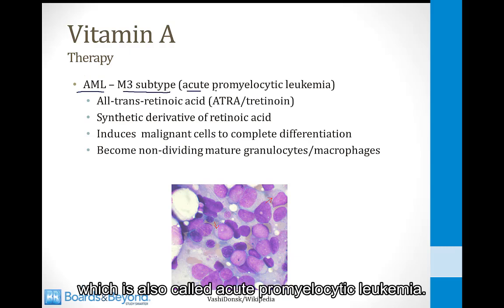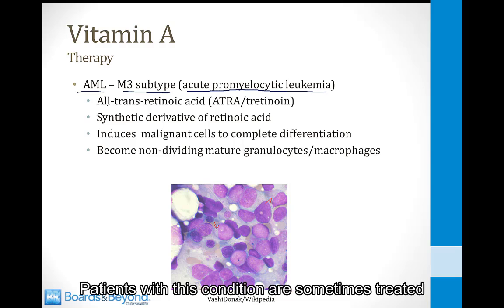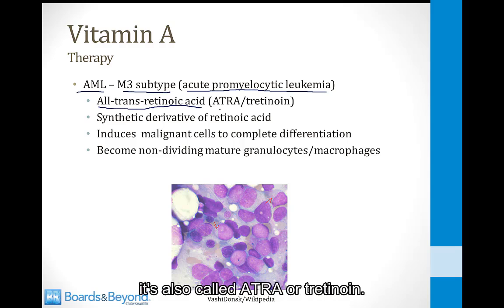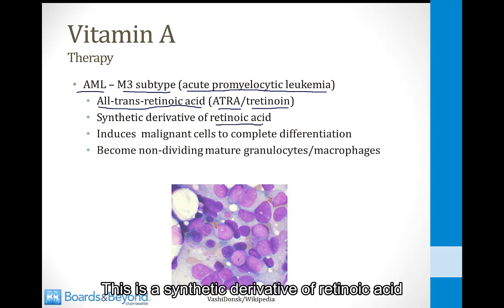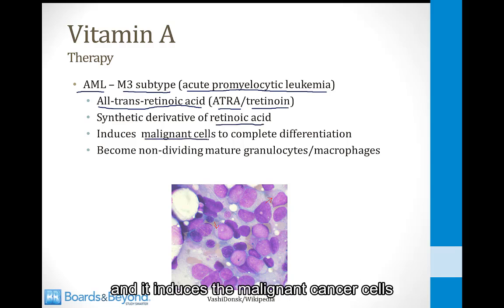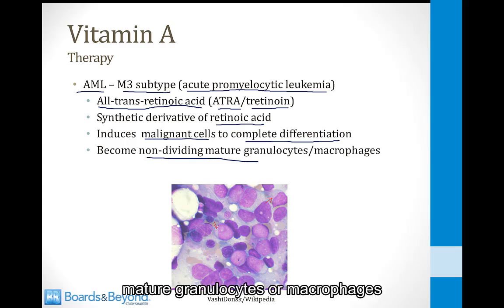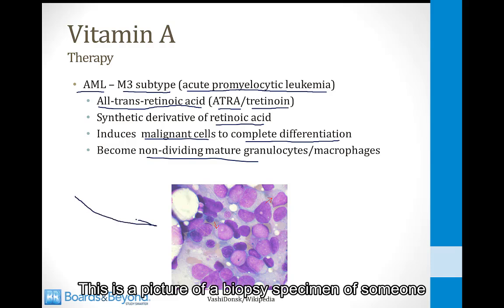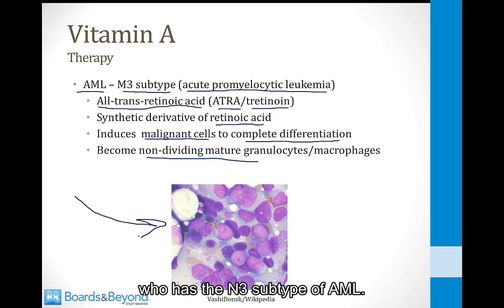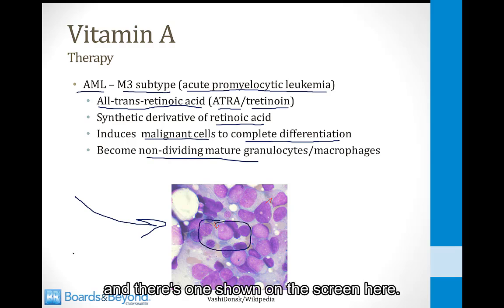There's one type of leukemia that is sometimes responsive to vitamin A, and that is AML, the M3 subtype, which is also called acute promyelocytic leukemia. Patients with this condition are sometimes treated with all-trans retinoic acid. It's also called ATRA or tretinoin. This is a synthetic derivative of retinoic acid, and it induces the malignant cancer cells to complete differentiation. As a result, they become non-dividing mature granulocytes or macrophages, and the leukemia can resolve. This is a picture of a biopsy specimen of someone who has the M3 subtype of AML. The classic finding is an Auer rod, and there's one shown on the screen here.